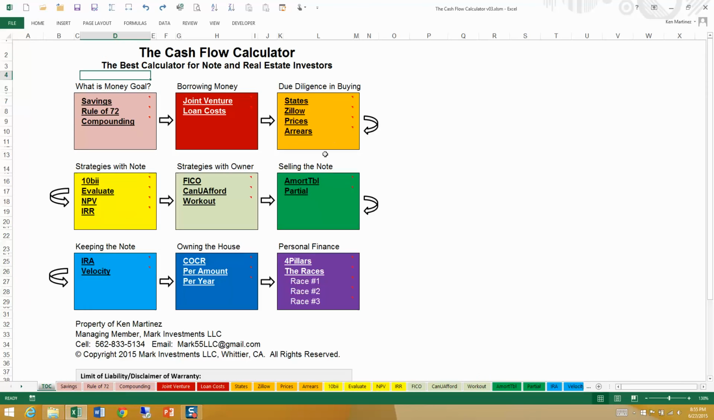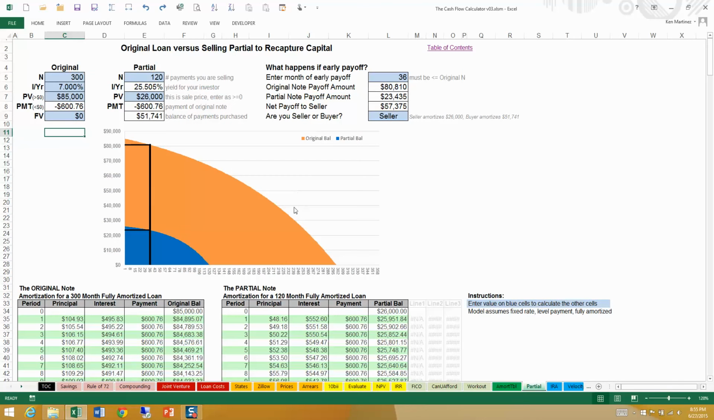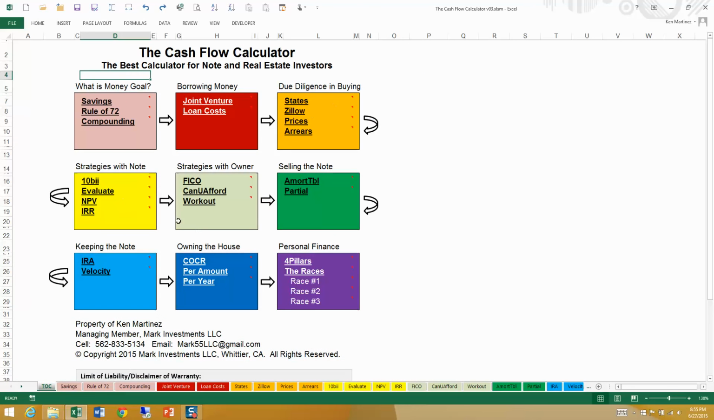But maybe you only want to sell a partial. A partial is just 2 amortization tables on top of each other, one for the partial and one for the original. And what do you get if you're going to be paid off? What happens if the borrower pays off early? This handles all of that for you.